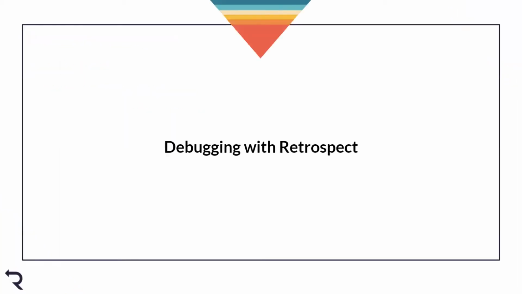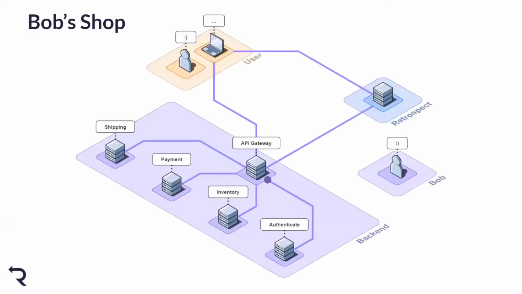Now, what does it look like to debug with Retrospect? Imagine that you have an application, an e-commerce website, in this case, Bob's Shop. You can see that it is a microservices architecture with an authenticate service, inventory, payment, and shipping service. Notice also on the right that Retrospect is connected both to the client and to the backend.